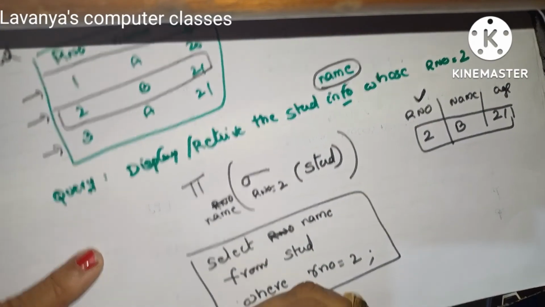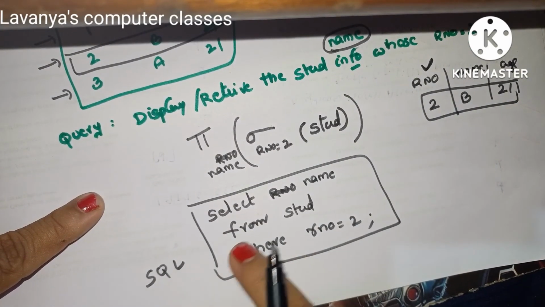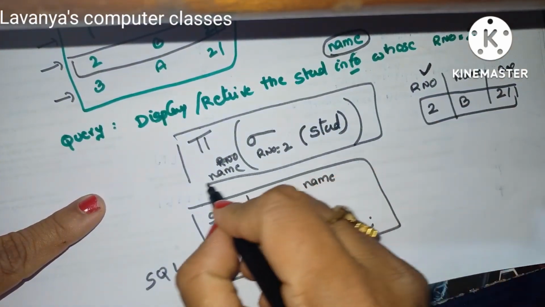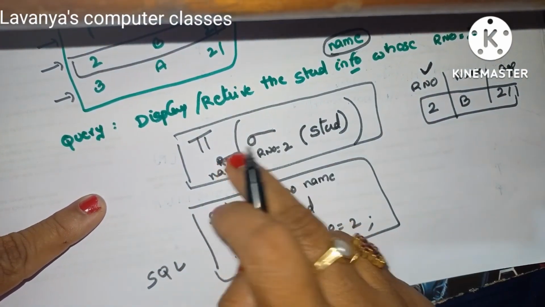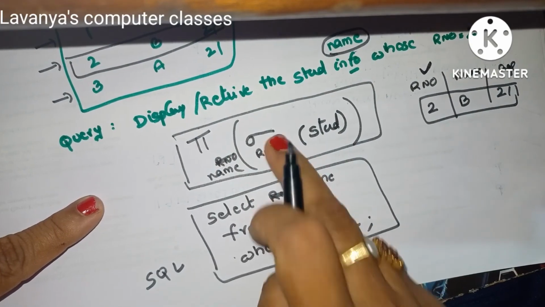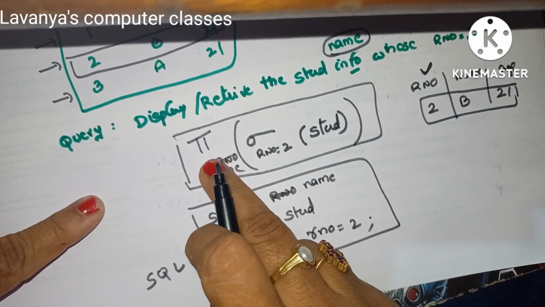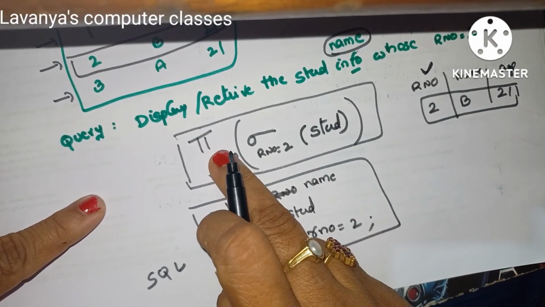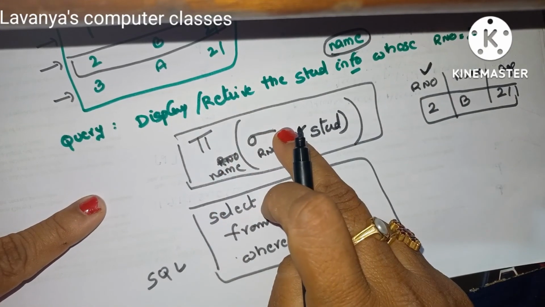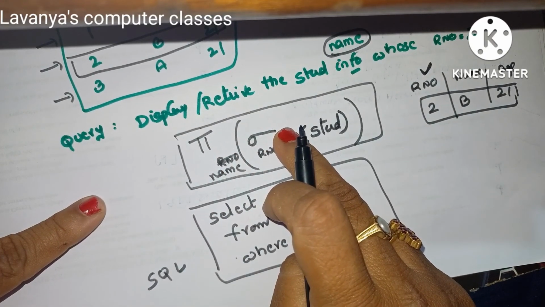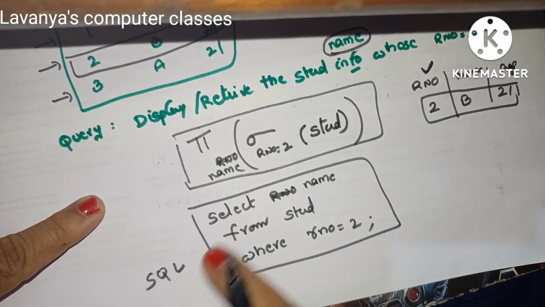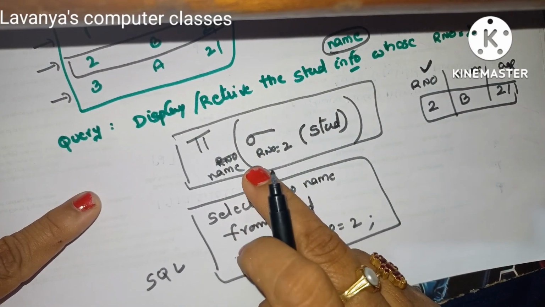This entire SQL statement is written in relational algebra. This is relational algebra, all mathematical notations. One is sigma, the second one is pi. Pi means projection, sigma is the selection operator. Pi is used for selecting the column and sigma is used for selecting the tuple, the record. SQL is a non-procedural language and relational algebra is a procedural language.